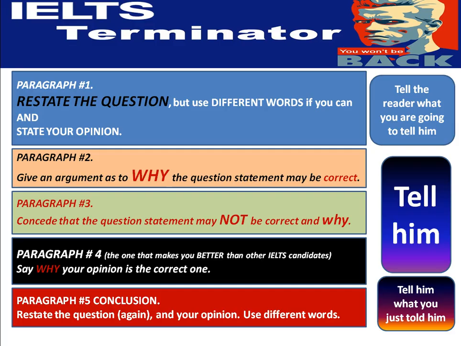If we go back to the formula that I'd said earlier, the 3-step formula, here's where it happens. In paragraph number 1, by restating the question and giving your opinion, you're telling the reader what you're about to tell him. In paragraphs 2, 3 and 4, this is where you tell him all about it. And in paragraph number 5, by restating the question and restating your opinion, you're telling him what you just told him. This is how your essay for part 2 must be planned.